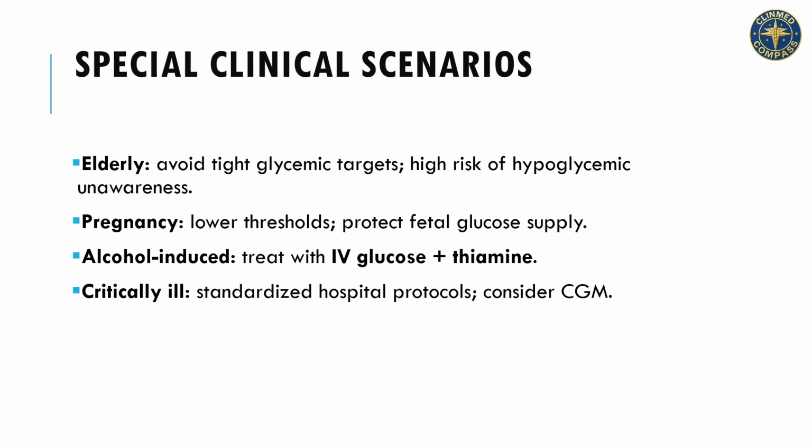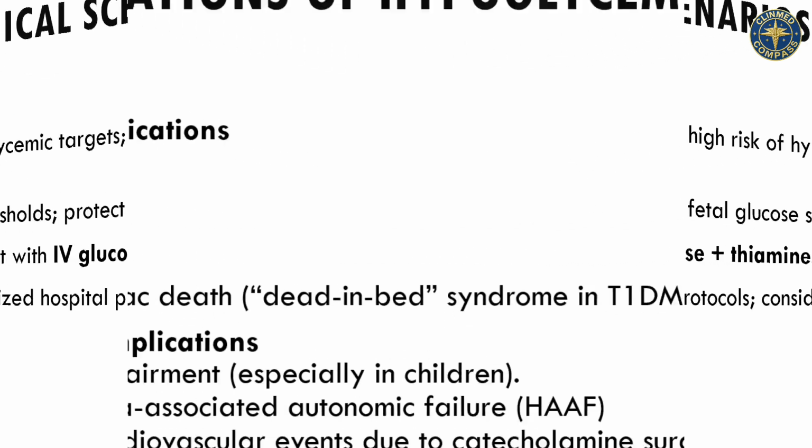In elderly patients, avoid strict glucose targets and educate caregivers to monitor for subtle presentations like confusion or falls. In pregnancy, lower glucose thresholds are needed to protect fetal glucose supply. Alcohol-induced hypoglycemia: always administer IV glucose plus thiamine and avoid insulin. Critically ill patients follow standard hospital protocols and consider the use of continuous glucose monitoring in high-risk settings.